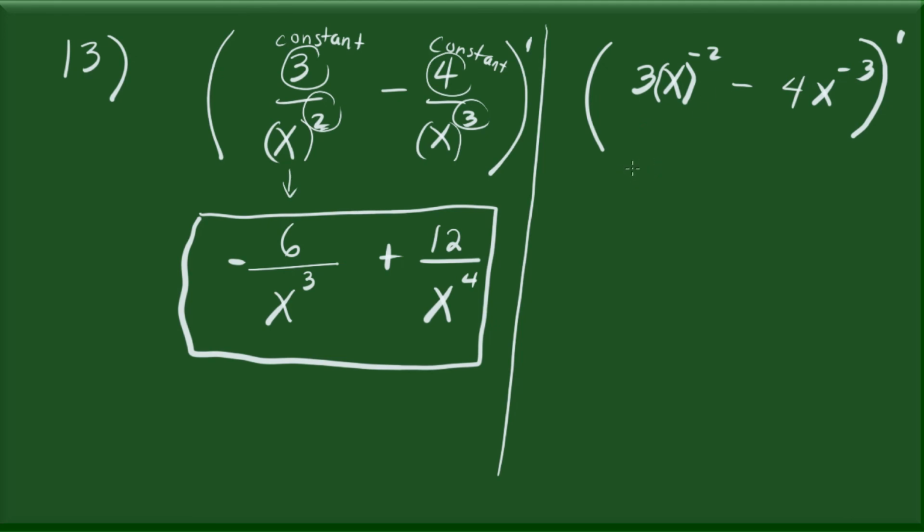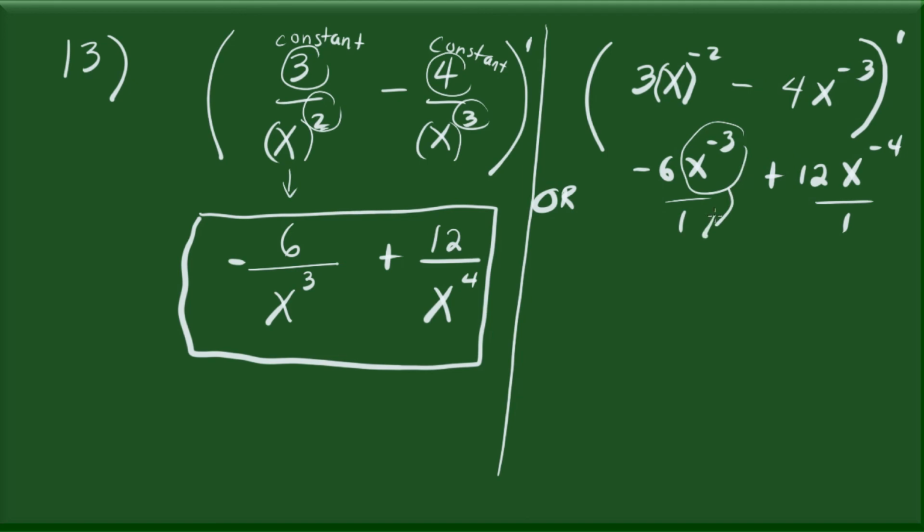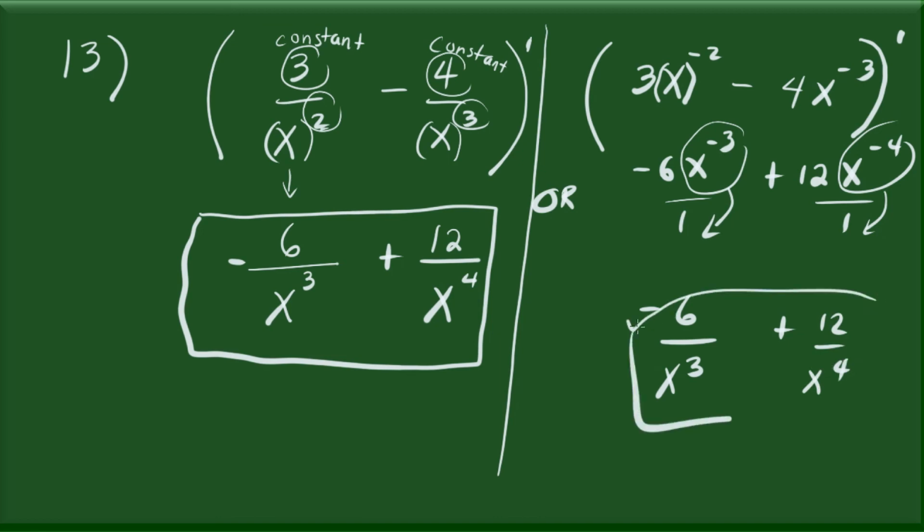So now you can do what? You can do negative 6 x to the negative 3. And this is what? Well, because negative 3 times negative 4, and then x to the negative 4. Okay? And then you can move this x to the negative 3 back in the denominator right there. Okay? So now you have negative 6 over what? x cubed plus 12 over x to the 4. Okay? Which is the same as this one.